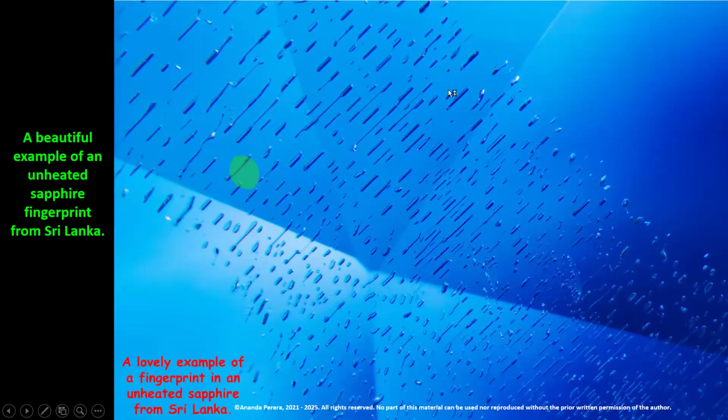Look at this. Negative crystals are there. Very nice fingerprint. And the negative crystals are there. Unheated sapphire. You can see, watch the negative crystals. Nothing happened. No distortion. So no heat or pressure there. So it is a natural fingerprint. So it tells us the stone is natural. It is also Sri Lankan sapphire.